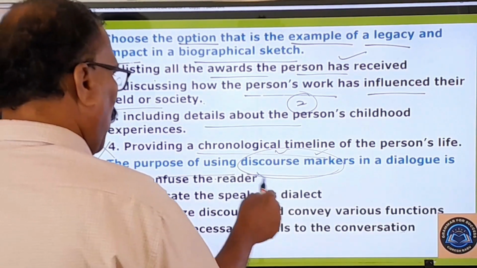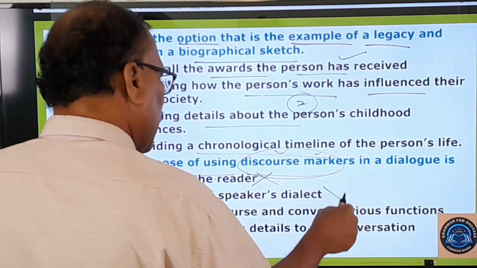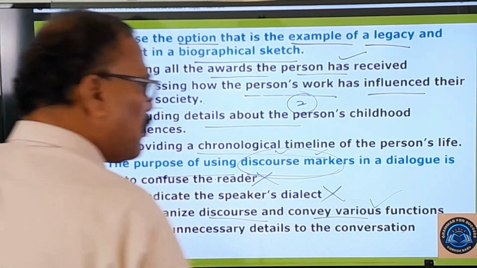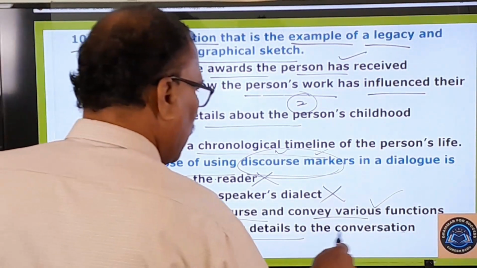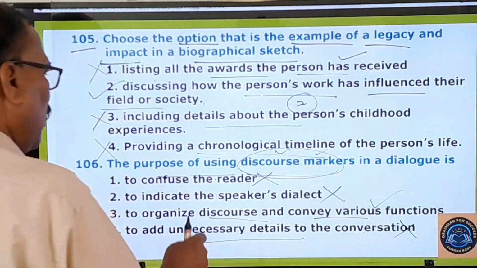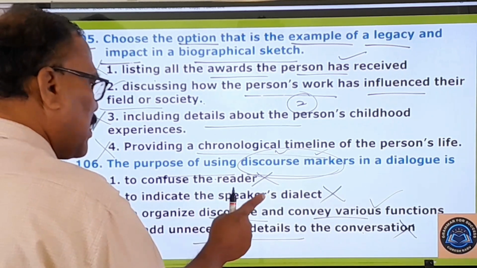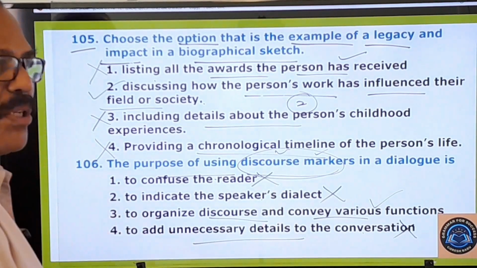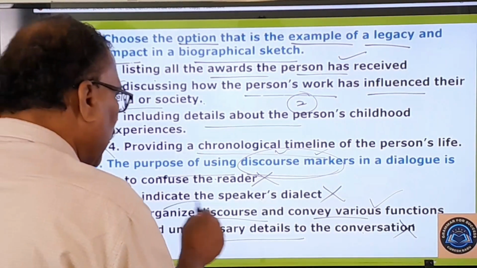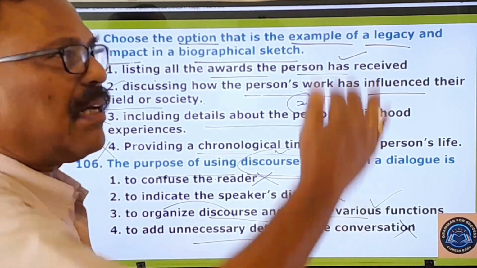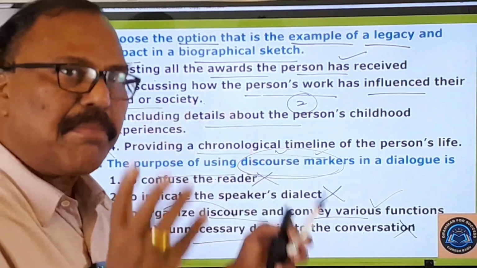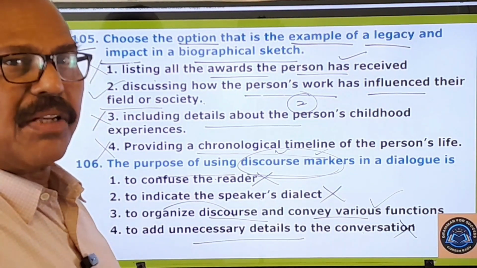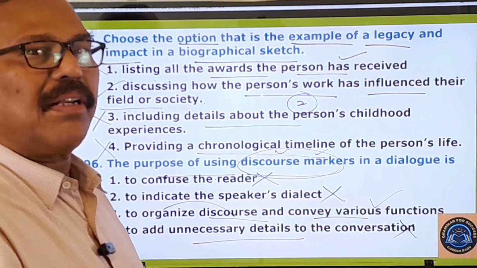To confuse the reader? No. To indicate the speaker's dialect? No. To organize the discourse and convey various functions? This is absolutely right. To add unnecessary details to the conversation? No. So, not to confuse the reader, not to indicate the speaker's dialect, not to add unnecessary details. These discourse markers are used only to organize the conversation in a systematic way. For that purpose only, they are used in a dialogue or in a conversation.